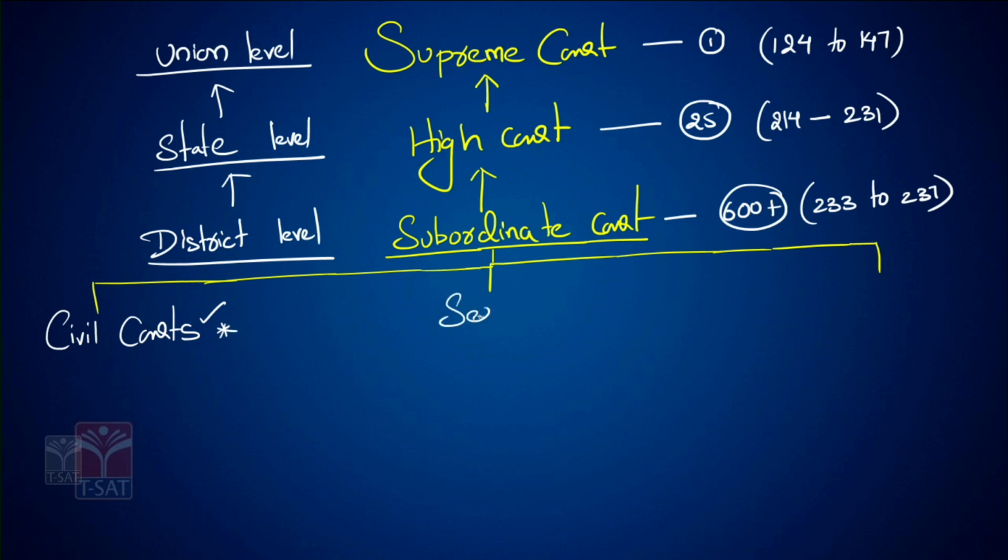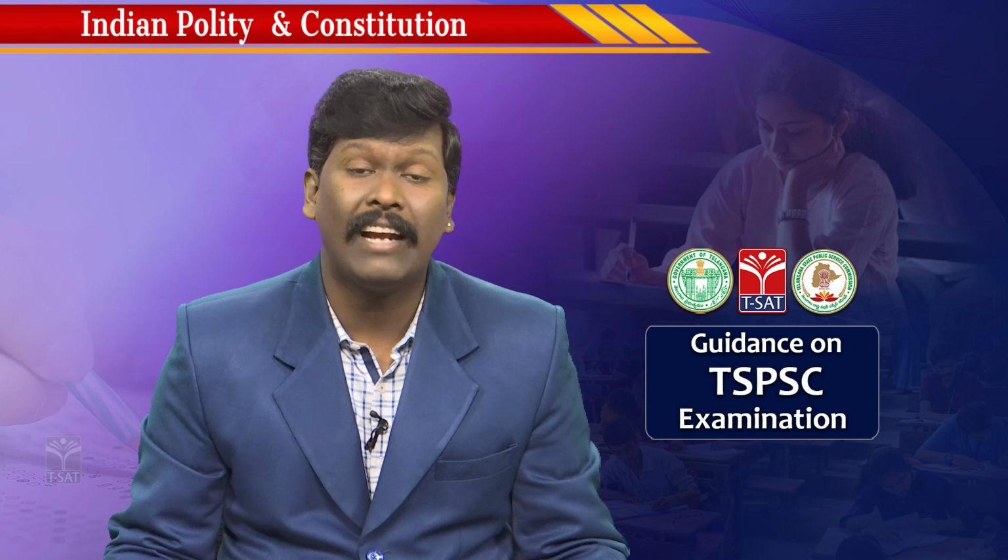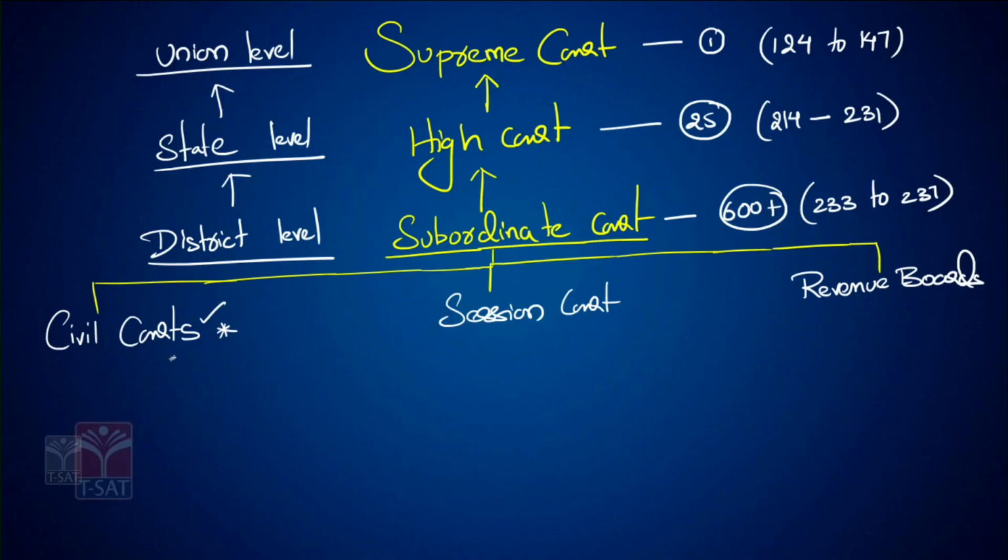We have the sessions court, which deals with criminal cases. We have something called revenue boards, which deal with tax related matters. Now, the civil courts are further divided into 3 types. What is the first one we have? The first one is the sub-judge court. The second one is the munsif court.